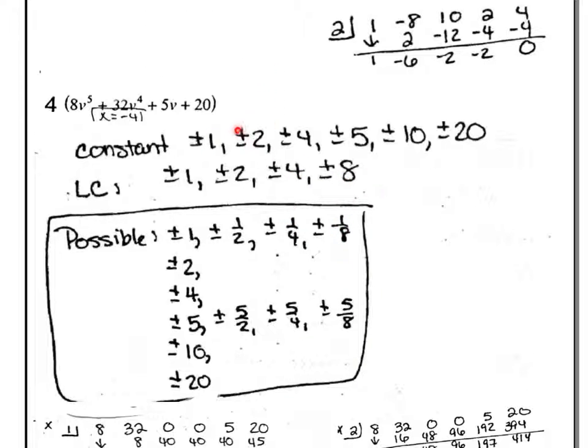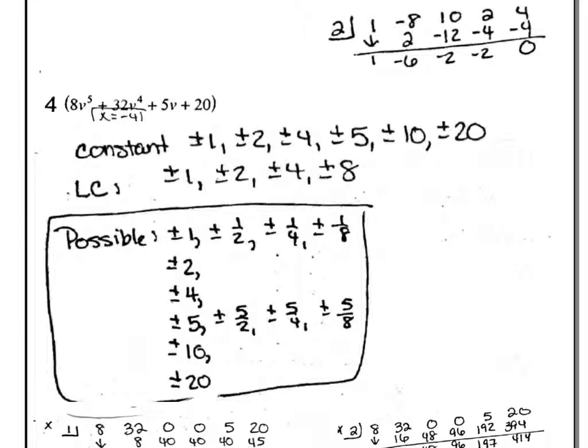When I did the 2, well, 2 over 1 is 2. I don't have that one listed, which is why it's there. But 2 over 2 turns into 1, which is already listed, so I don't need to write that again. Same thing, 2 over 4 turns into 1/2, well, that's already there. And 2 over 8 turns into 1/4, which is already there too. So you'll notice that I lined them up based on which ones would be new factors, possibilities.